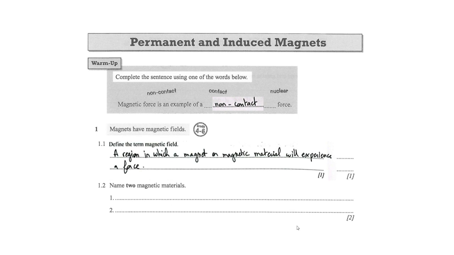Name two magnetic materials. So you have the choice. There are three elements: iron, nickel, and cobalt. You could add steel, which is an alloy made of iron and other stuff.